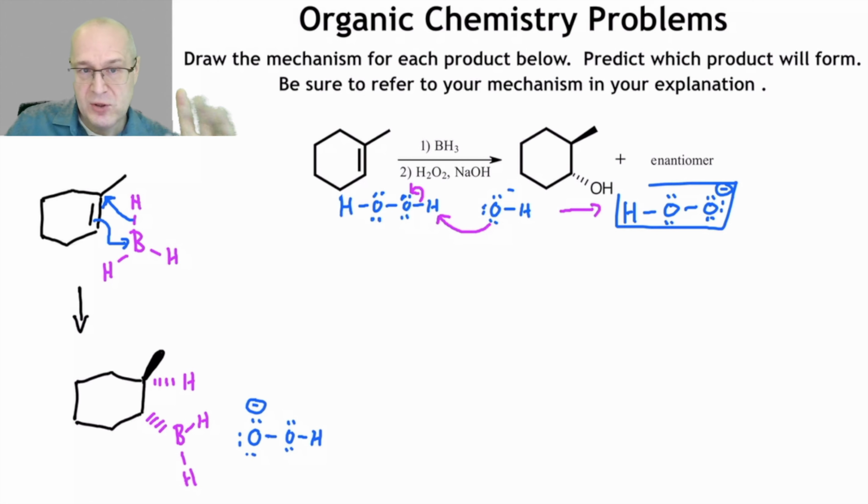Oh, before we go on, I should mention real quick. Notice that there's 3 hydrogens on the boron, right? And I showed you one pi bond adding to the boron like this. There's still 2 hydrogens left. This can actually happen 3 times.